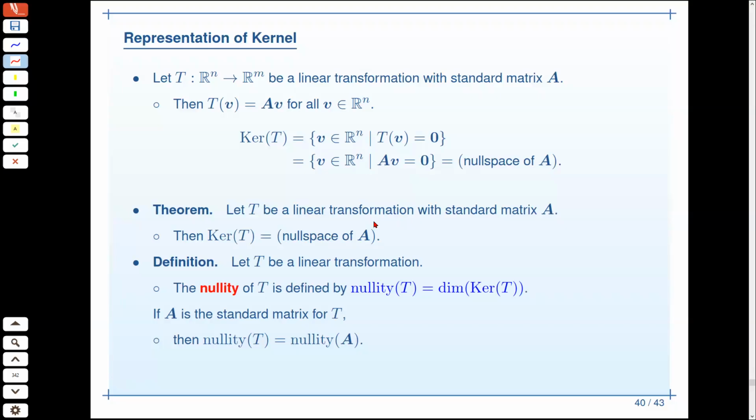And so because it's a vector space, we can define the dimension, which is known as the nullity. Now, of course, the nullity of T is the same as the nullity of A. They're the same thing. And the rank of T is also the same as the rank of A. So everything relates to the standard matrix. Don't just play with the linear transformation, play with the matrix.